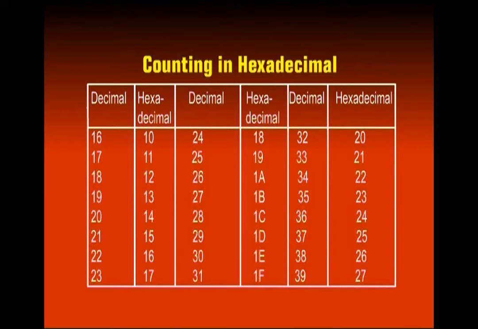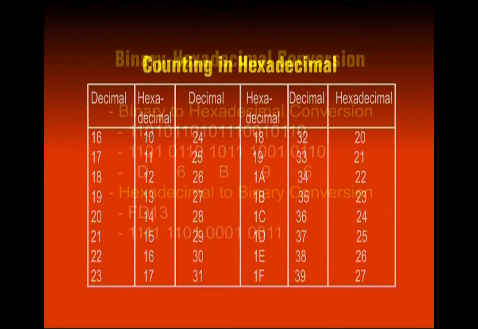To represent decimal number 32, the hexadecimal number used is 20. So for the next 16 decimal values starting from 32, the hexadecimal equivalent value would be a two-digit number, the most significant digit being a 2 and the least significant digit varying from 0 to F.